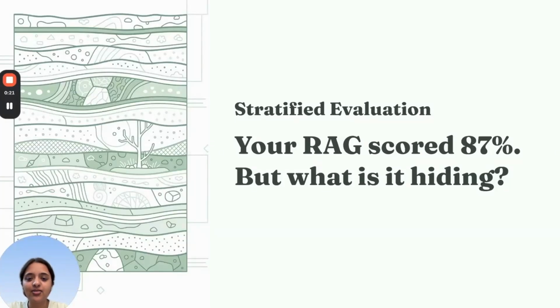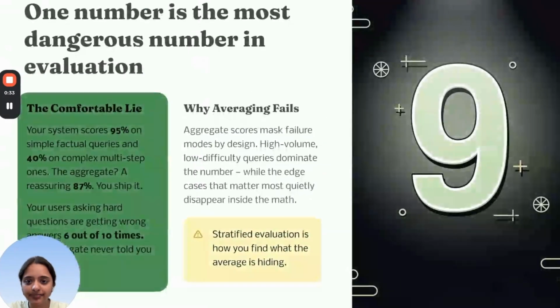Today we are going to talk about stratified evaluation. Suppose your RAG system scored 87% as aggregate, but what is it hiding? Is it performing well for all types of queries or not? Let's check it.